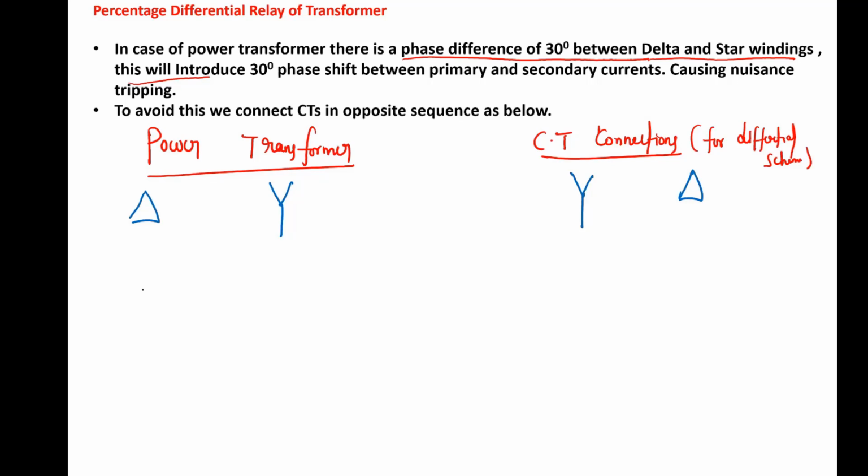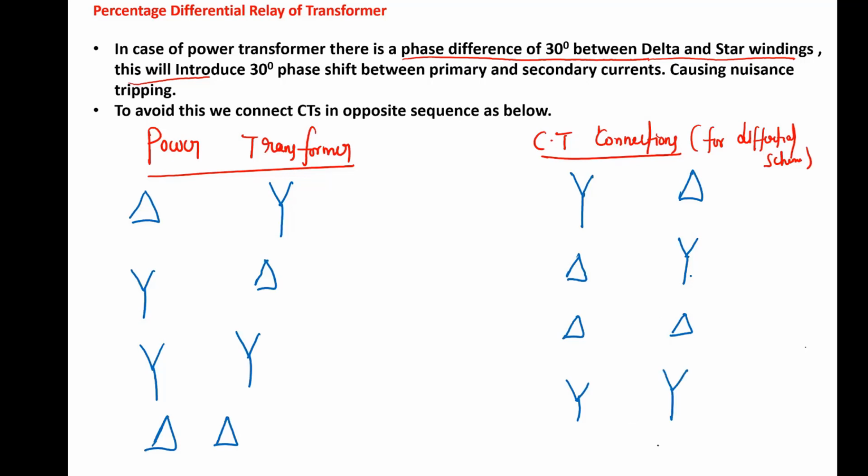Suppose your power transformer connection is primary side star and secondary side delta, then your CT connection should be delta and star. If it is delta-delta, then the CT connections you make to implement the differential scheme should be star and star. The first two are compulsory. That means to nullify the 30 degrees phase shift effect in the currents, this opposite sequence connection is mandatory for these two.